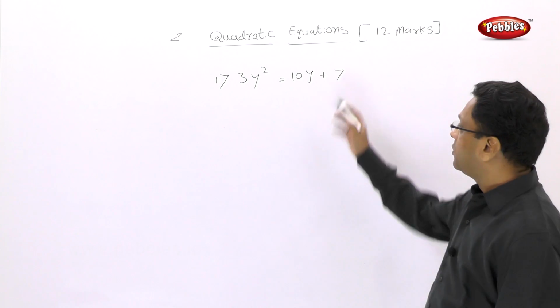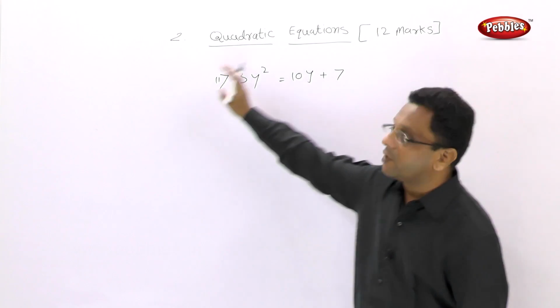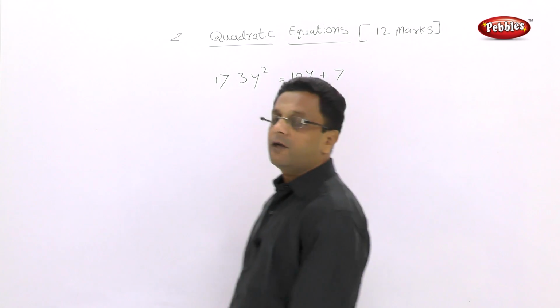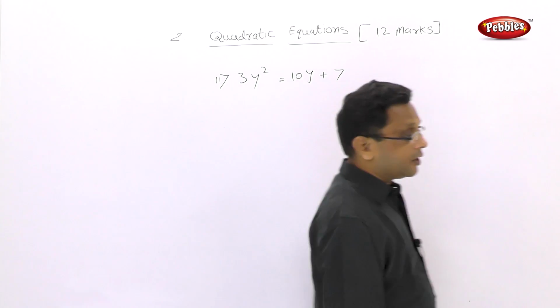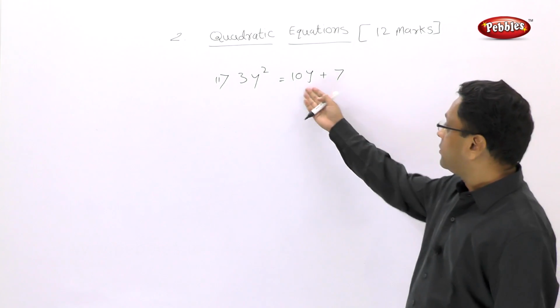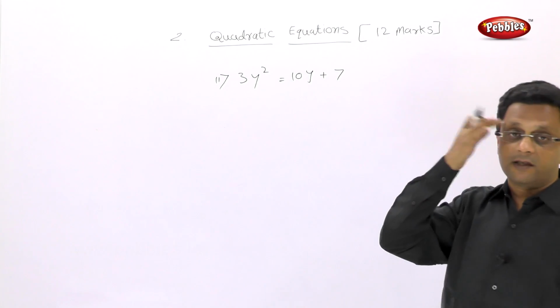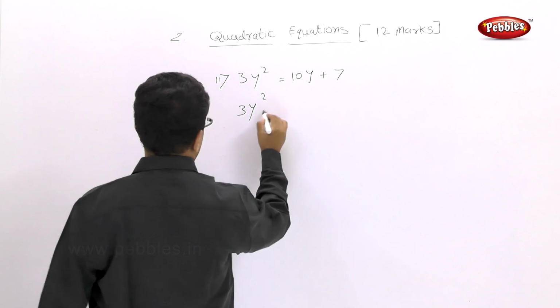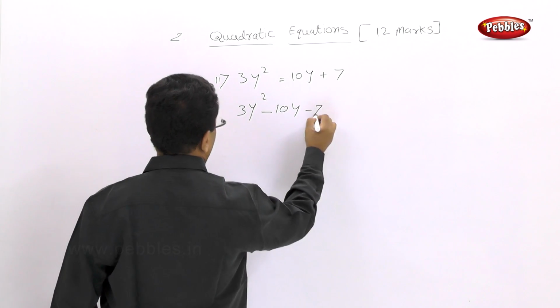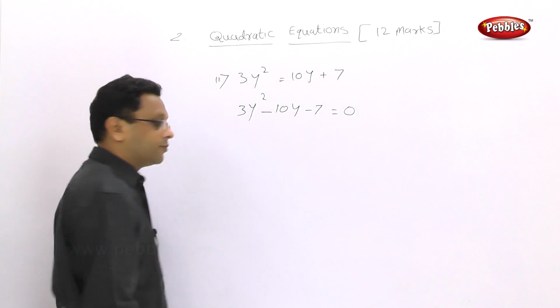I will just tell you. Just transfer everything from the right hand side to the left hand side. Remember, whenever you are transferring, keep in mind the signs. Okay? So this will be 3y square minus 10y minus 7 equal to 0.